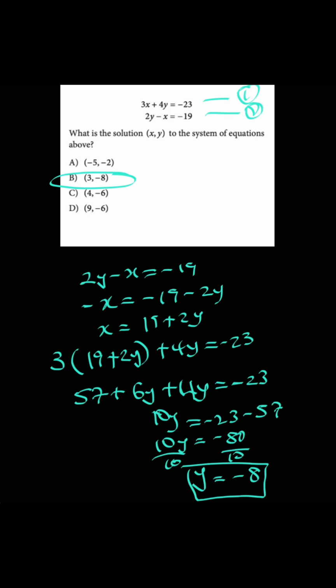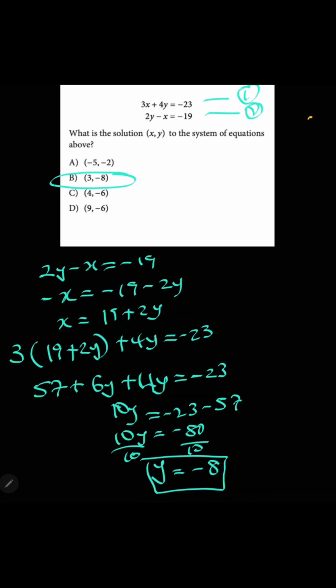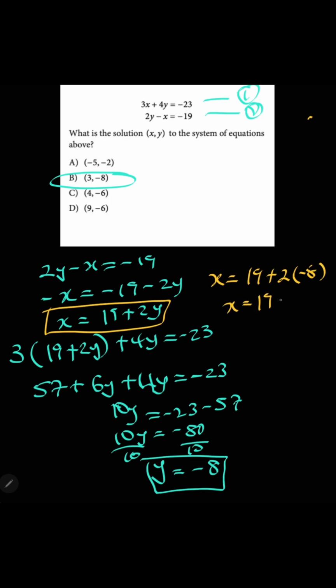However, you can test to check if you are correct. So let me test for x. I will use my third equation to find x. I will say x equals 19 plus 2 multiplied by negative 8, which is our y. So x is going to be 19 minus 16. So x is going to be 3. You can see option B is correct.